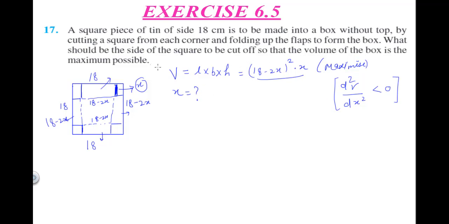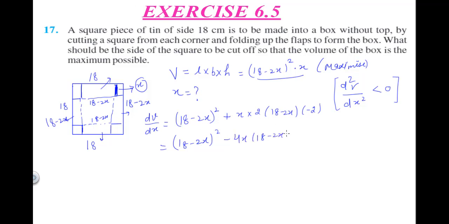When we differentiate it. So let us first differentiate. dV by dx will be, here just see, (18 minus 2x) square as it is, and x differentiation will be 1, plus x as it is. Differentiation of this will be 2 into (18 minus 2x), and then of minus 2x it will be minus 2. Clear? So what we are left with, (18 minus 2x) whole square plus, or I should write minus 2 into 2, will be 4x into (18 minus 2x).